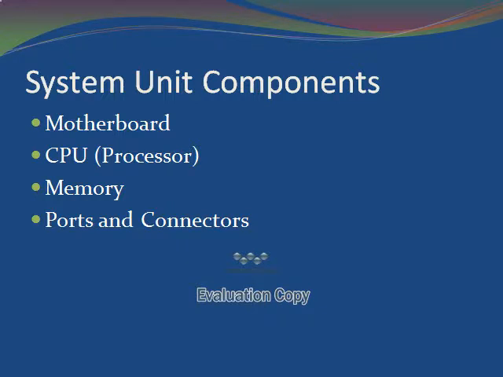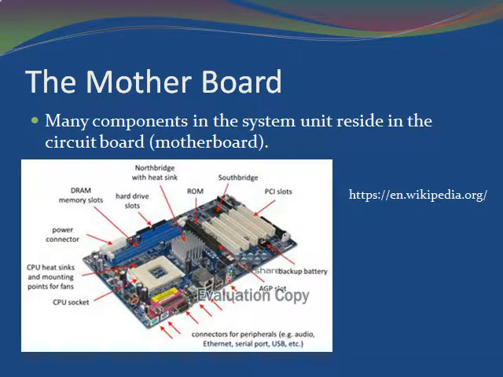System unit components are the motherboard, CPU, memory, ports, and connectors. The motherboard has many of the electronic components in the system, which reside on the circuit board, which is called the motherboard. The motherboard contains many different types of chips, and the most important of these is the central processing unit.